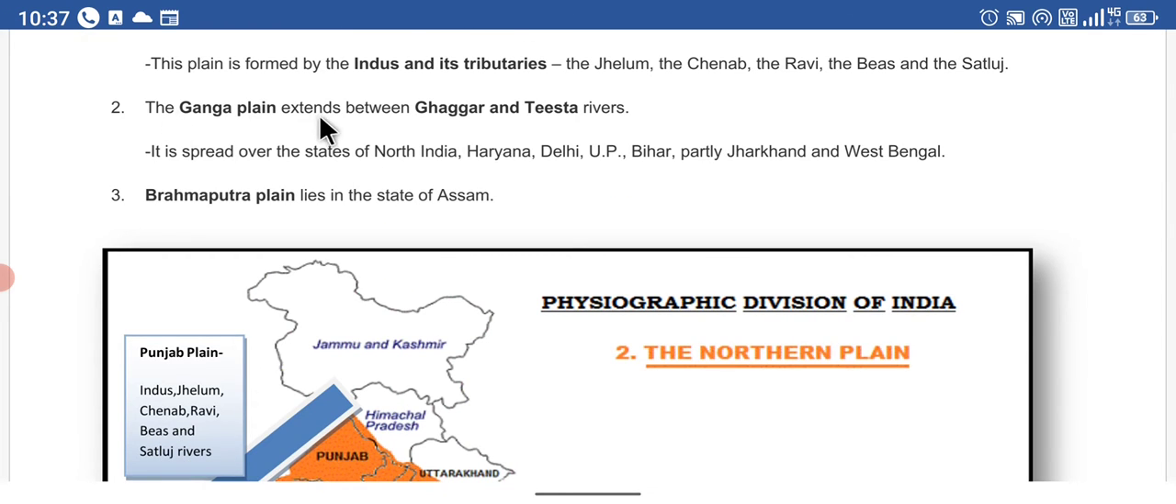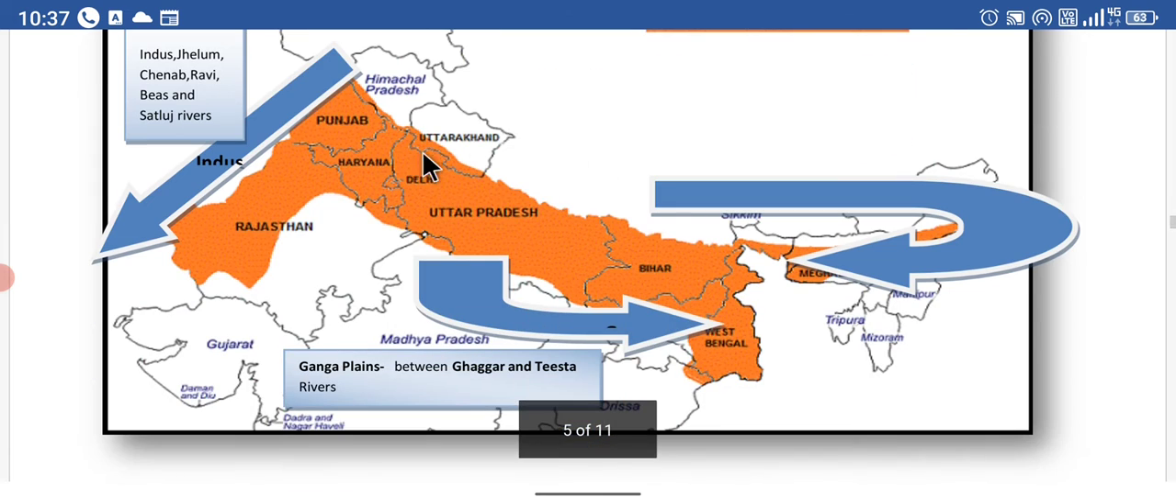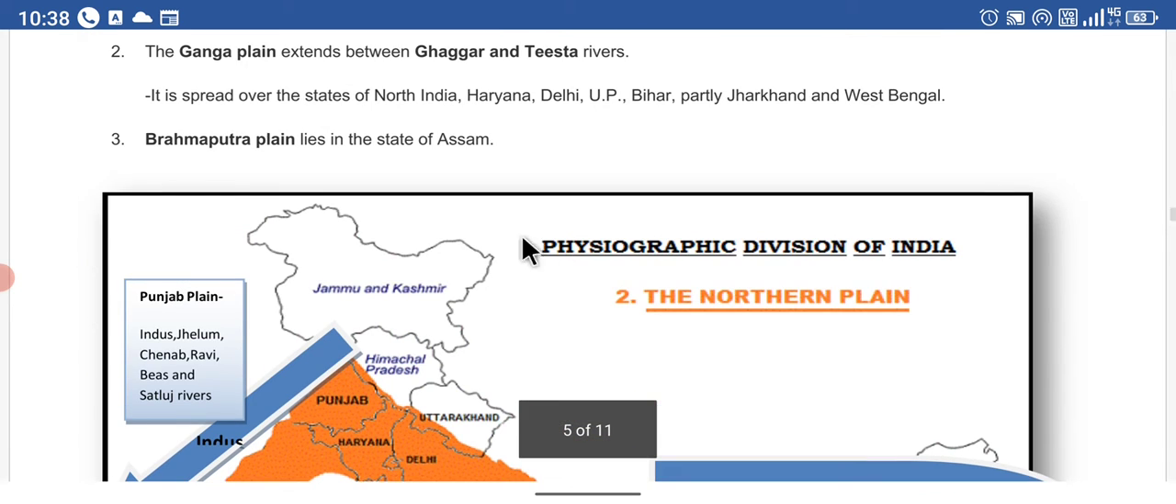The Ganga plains extend between the Ghaggar and Tista rivers and spread over the states of Haryana, Delhi, UP, Bihar, some part of Jharkhand, and West Bengal. Here on the border of Haryana and Punjab there is the Ghaggar river. From Ghaggar river to Tista river. The Tista river originates from Sikkim, and the area between these two rivers is known as the Ganga plains.